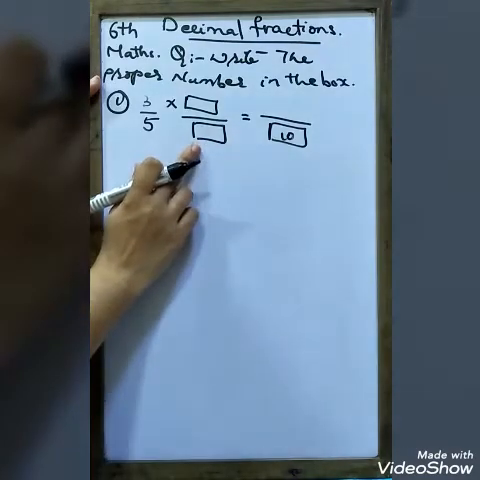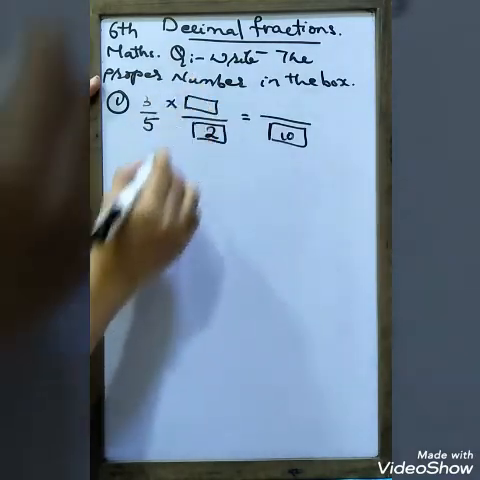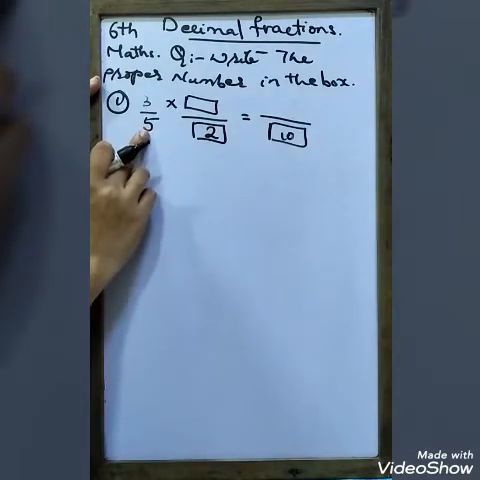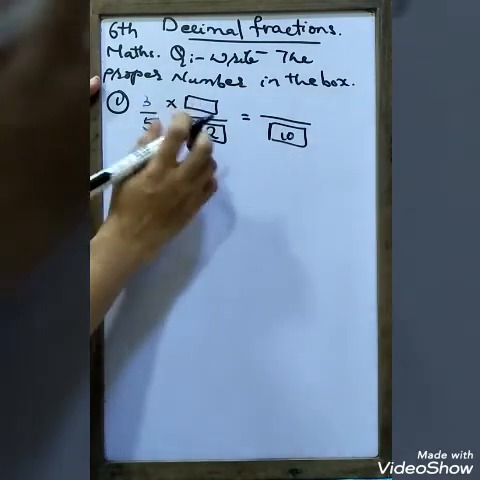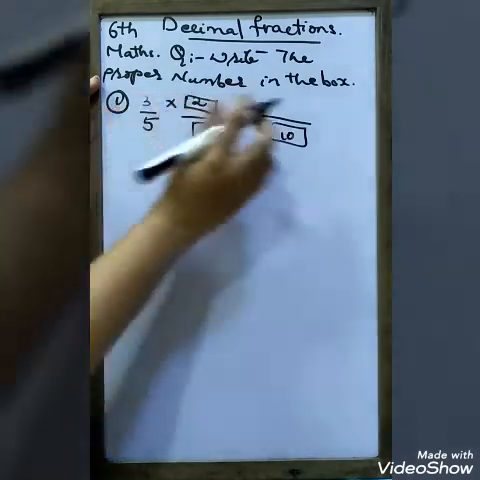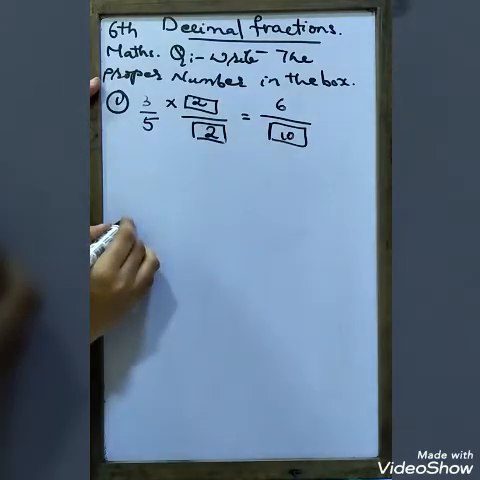Obviously 5 2s are 10. So in the denominator if we multiply 5 with 2, definitely that should be done in the numerator also. So here it should be 3 2s are 6. So the answer will be 6 upon 10.